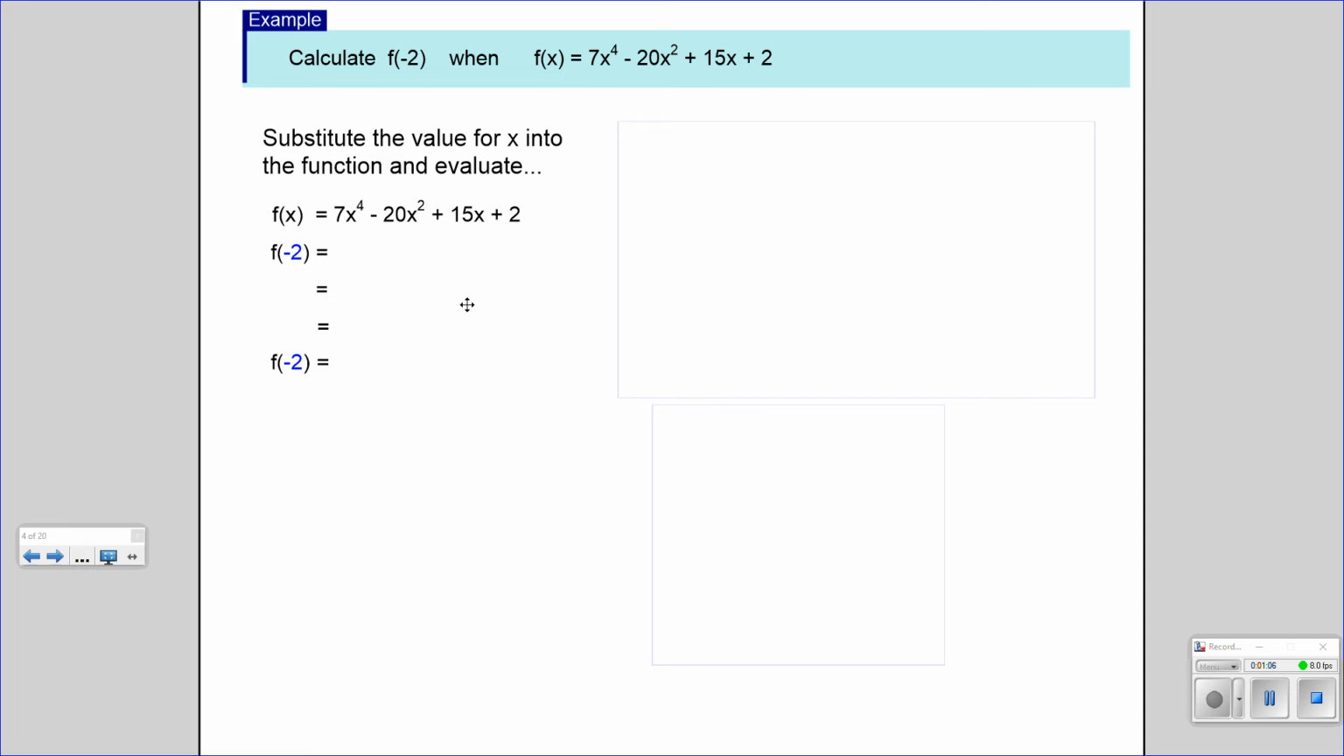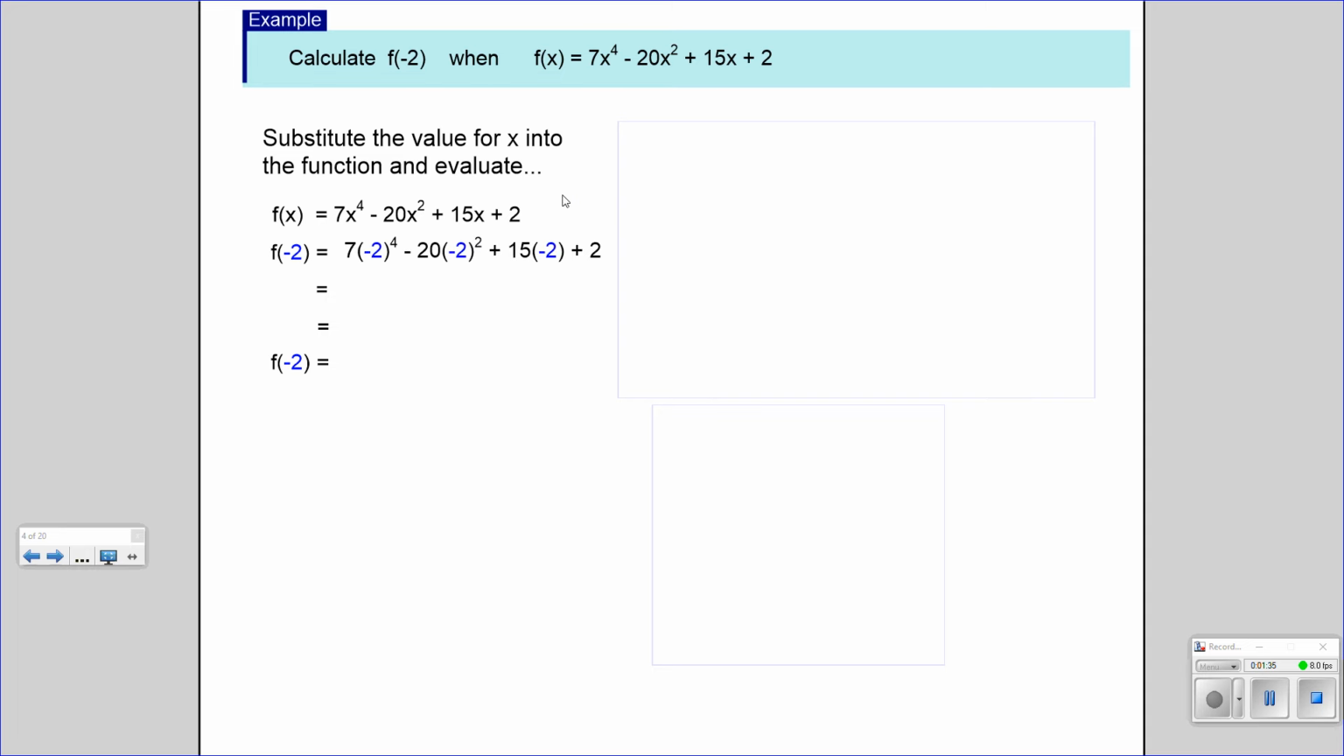So the first proper example we're going to look at is a function f of x equals 7x to the power of 4 minus 20x squared plus 15x plus 2. So the function itself is a polynomial, and we're trying to evaluate it for x being equal to minus 2. We'll look at a couple of methods. The first method is nothing new at all. All we're doing is substituting in the number minus 2 in place of the letter x every time.